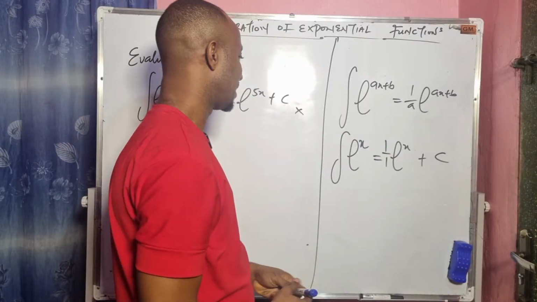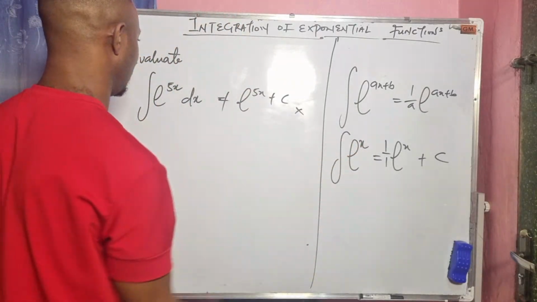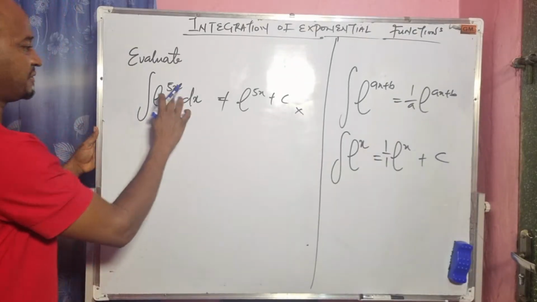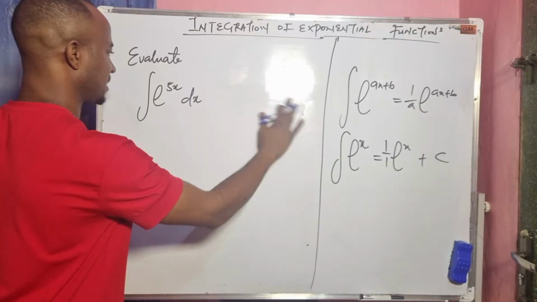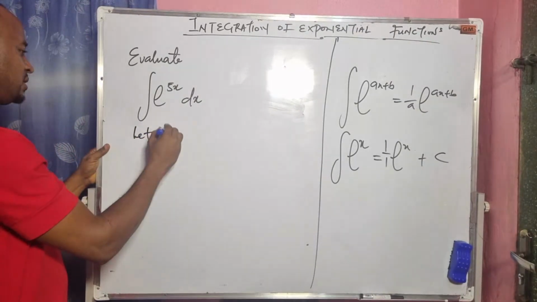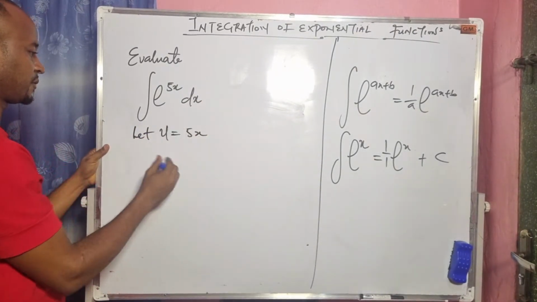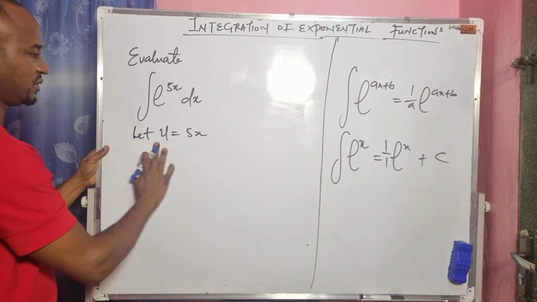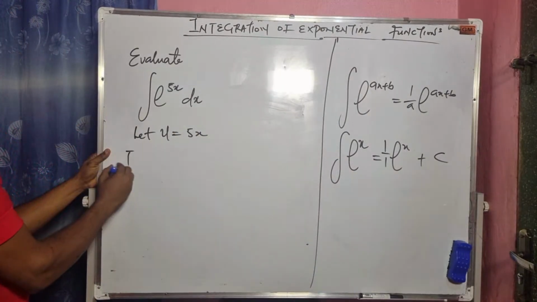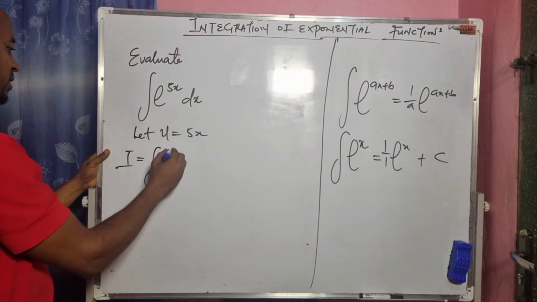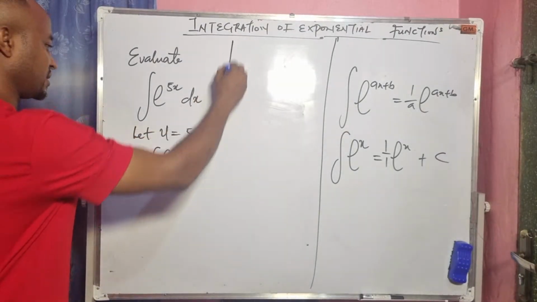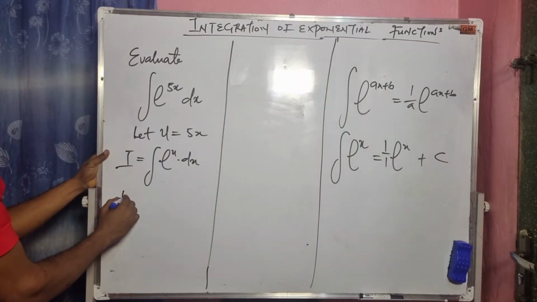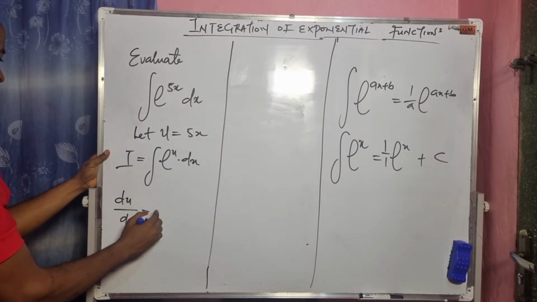So that is why I have to just describe this for you guys to understand. Now, if I have 5x, I'm going to say let u equal 5x. If u is 5x, the integral becomes integral of exponential u dot dx. So the next is to differentiate u with respect to x, which is equal to 5.